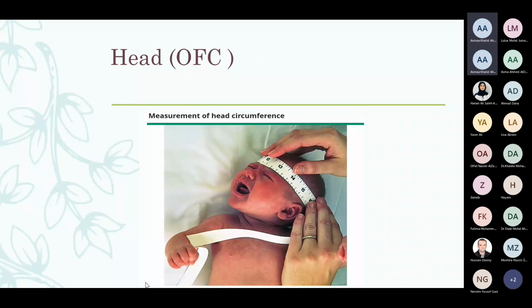You have to measure the OFC from the beginning. We said this is important even before starting the physical exam. You have to know the circumference of the baby to decide if this baby is macrocephalic, microcephalic, or normocephalic.